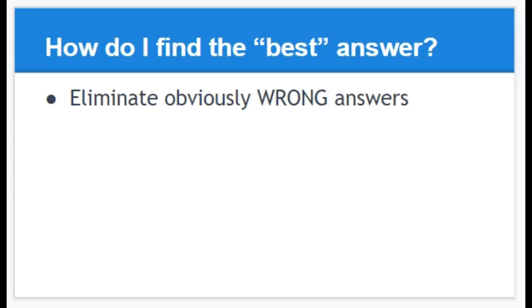And process of elimination always works, especially on the figurative language section. Eliminate all of the obviously wrong answers. So the answers that maybe are there for people who didn't read carefully, or the ones where the definitions don't match up.